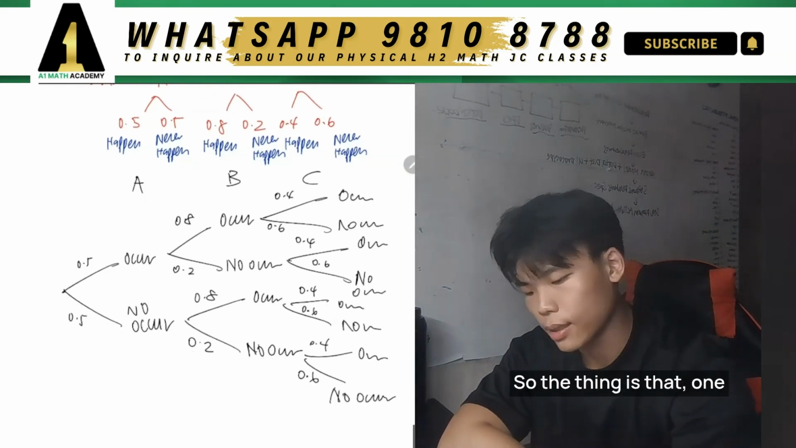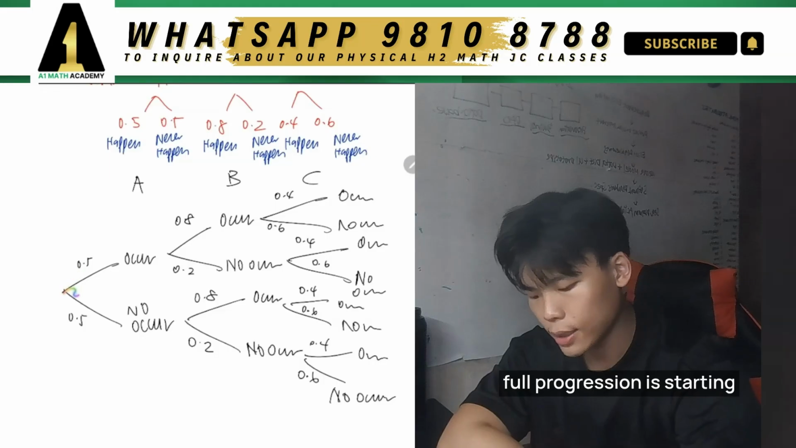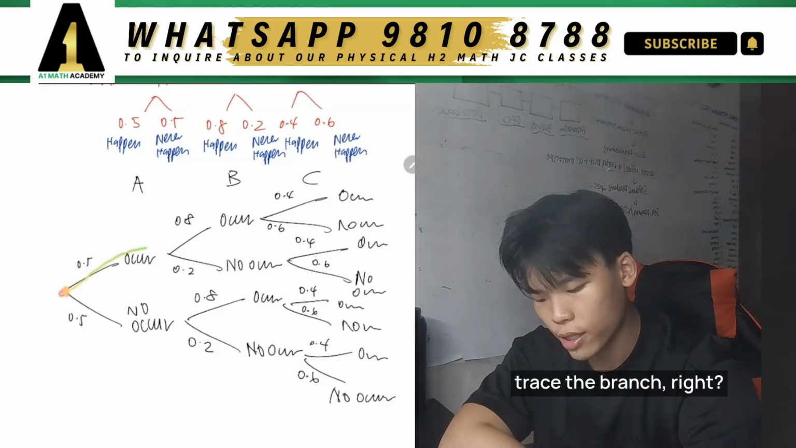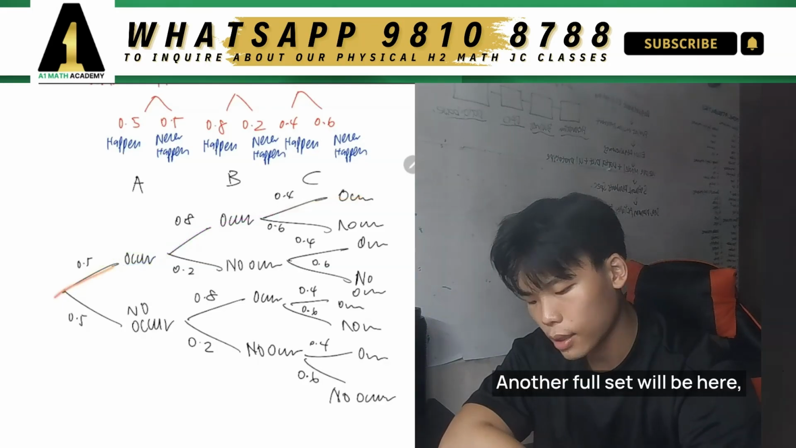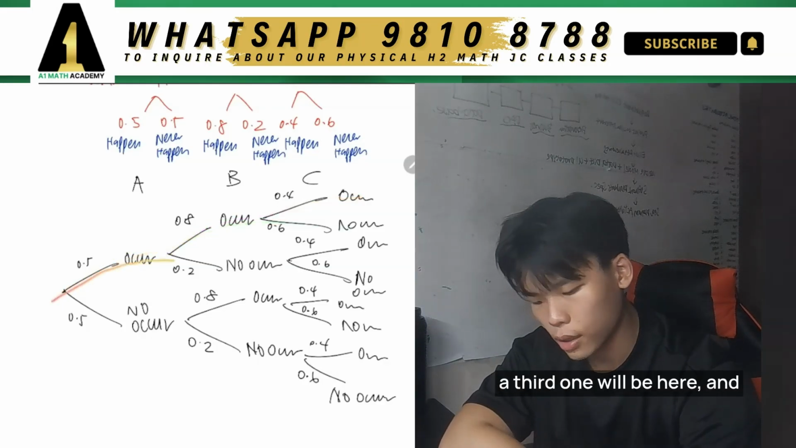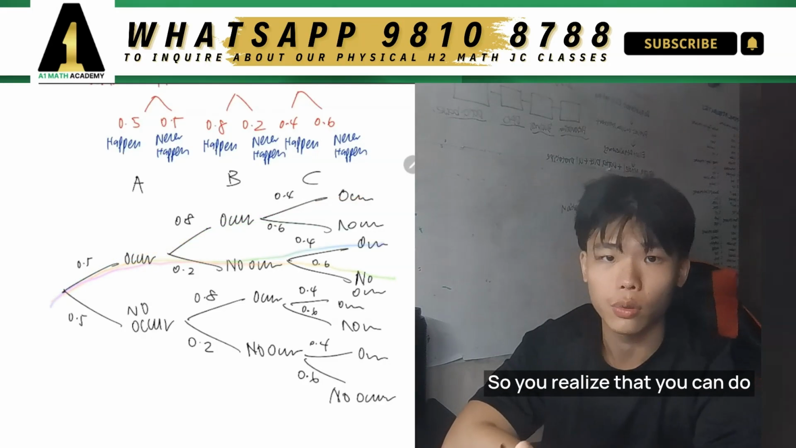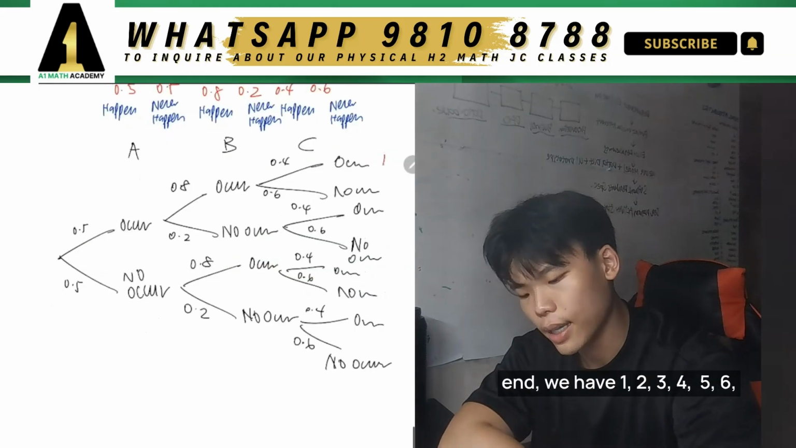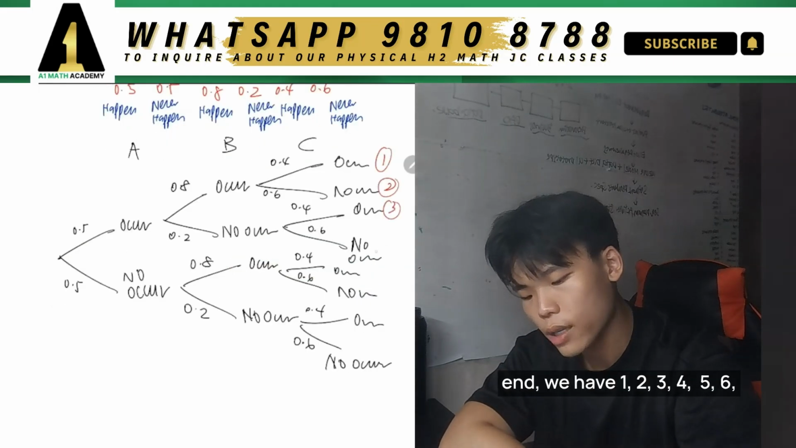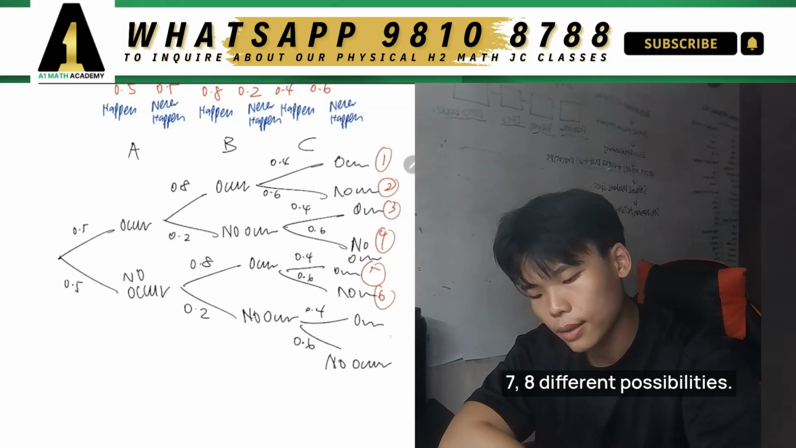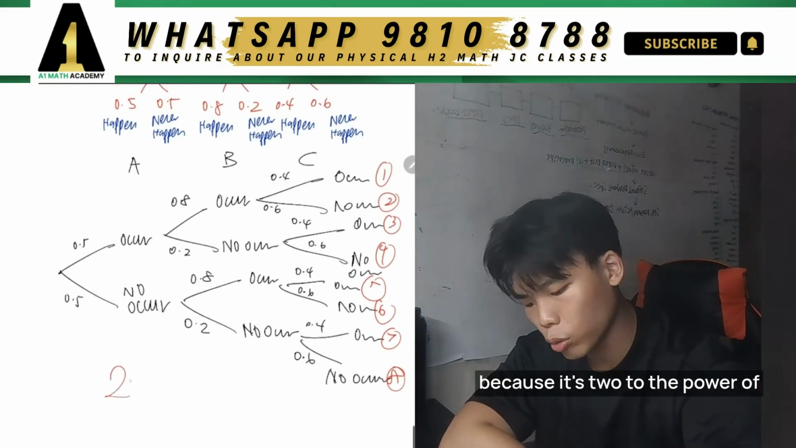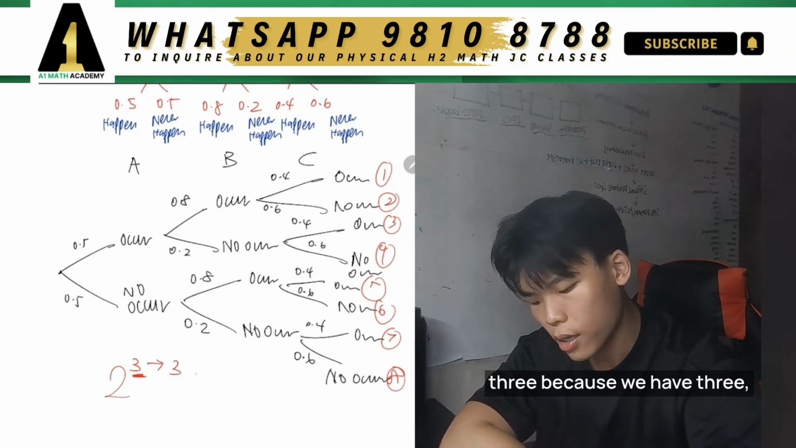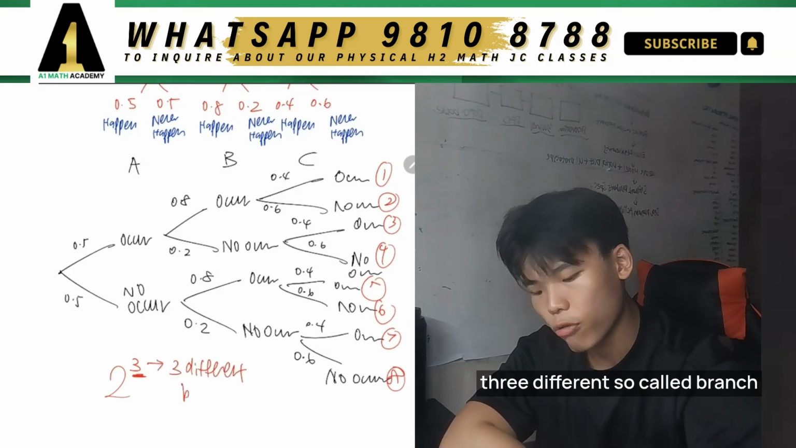So the thing is that one full progression is starting from here and then you trace the branch. So this is one full set of possibilities. This is one. Another full set will be here. A third one will be here. And the fourth one will be here. So you realize that you can do many, many different types. And you realize at the end, we have 1, 2, 3, 4, 5, 6, 7, 8 different possibilities, because it's 2 to the power of 3, because we have three different so-called branch out points.